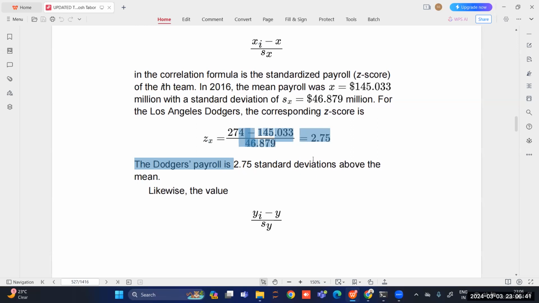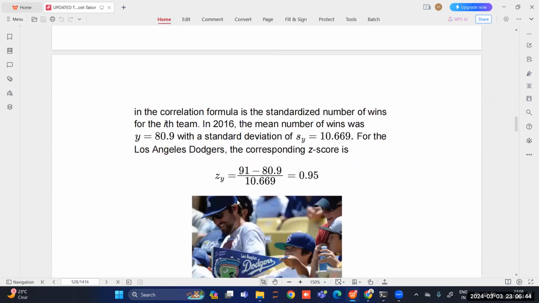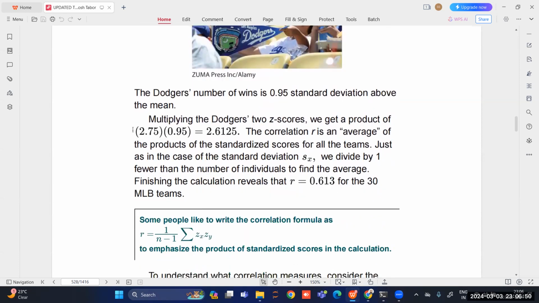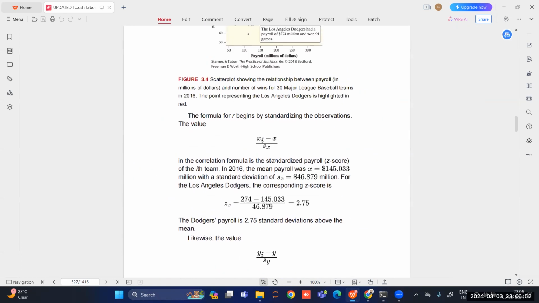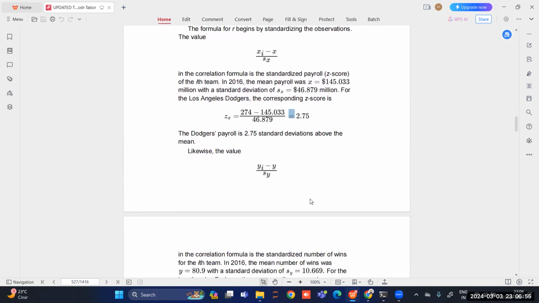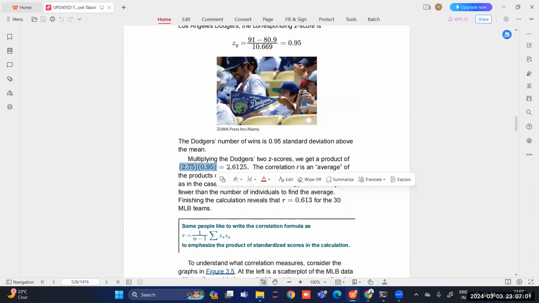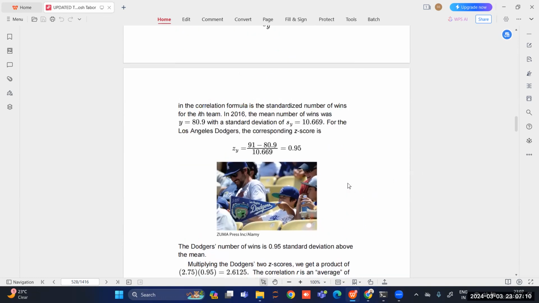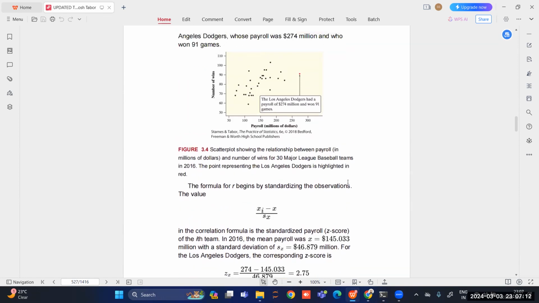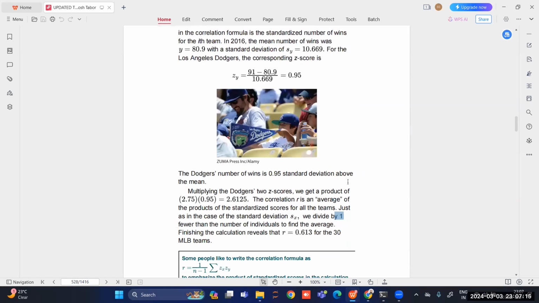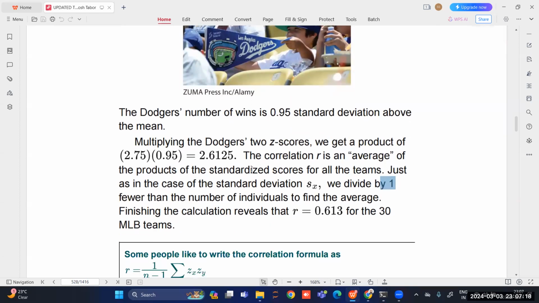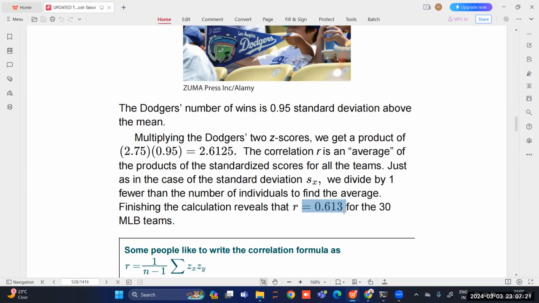Calculate the Z score of each and every value, then multiply them. See, he has calculated Zy here. Now see here, we have multiplied. The value of Zx was 2.75 and Zy came to be 0.95. So we multiply 2.75 into 0.95, it came to be 2.6125. Now we'll divide it by n minus 1. So what was the size of the sample? I think it was 91 games. So it will be divided by 90. When we divide 2.6125 by 90, it came out to be 0.613. Yes or no?